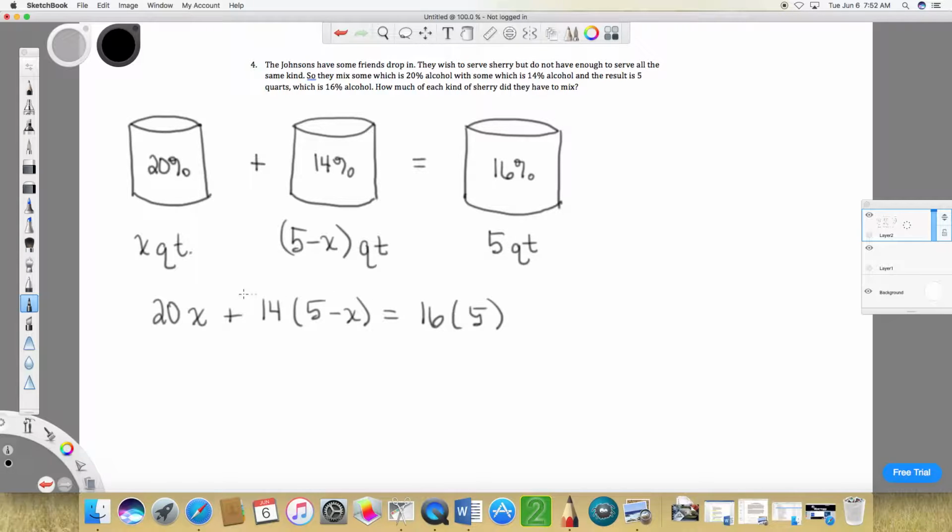So let's step by step try to isolate the variable x. Here we want to apply the distributive property. And what is 14 times 5? Is that 70? I think so. Minus 14x. And 5 times 16, I think, is 80. All right, 20x, take away 14x is 6x. And take away 70 from each side, and I have 10. And divide by 6, and both of those are even numbers. So I have 5/3 of a quart of this 20% solution.